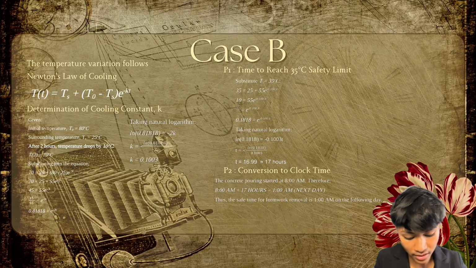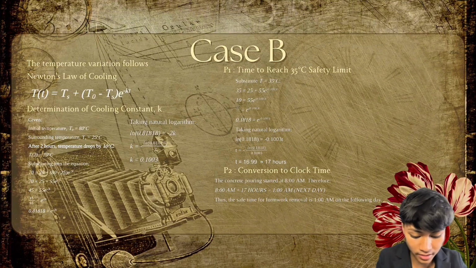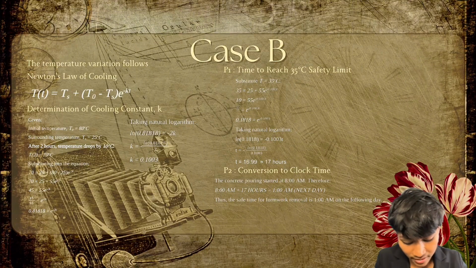So for T0 and Ts, we as group 1 have already been given the amounts, which are T0 equals 18 Celsius and Ts is 25 Celsius. In the problem, it is stated that after 2 hours, the temperature drops by 10 Celsius. This means that the temperature starting from 80 for us drops after 2 hours by 10, meaning 80 minus 10, which equals 70. So T2 equals 70 Celsius.